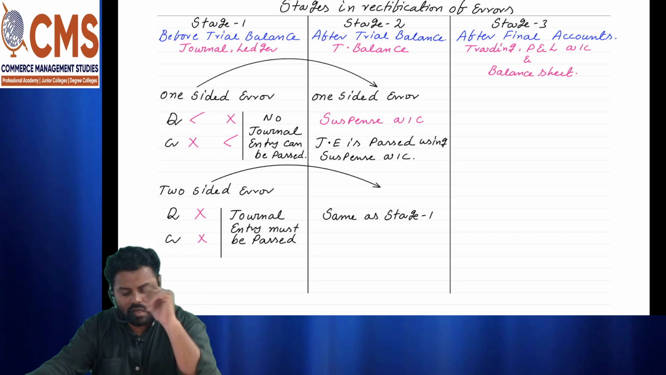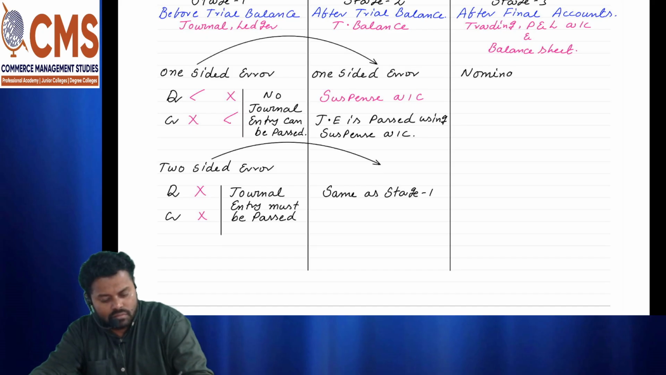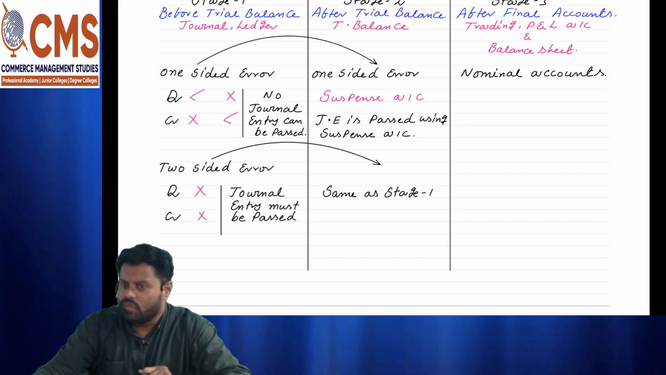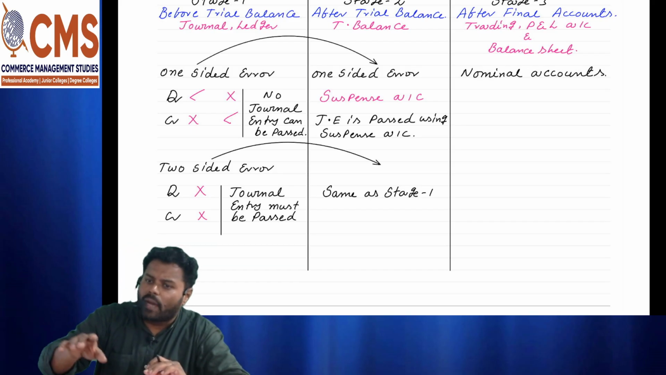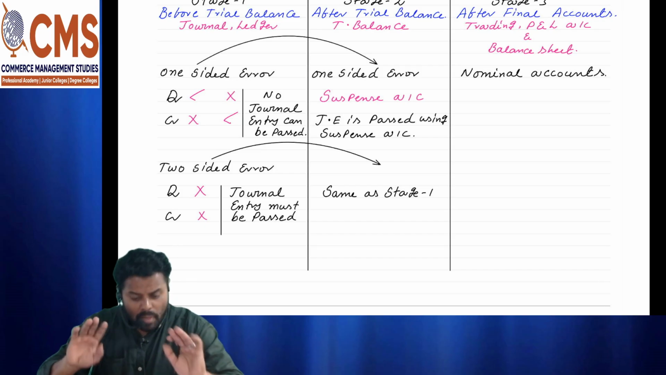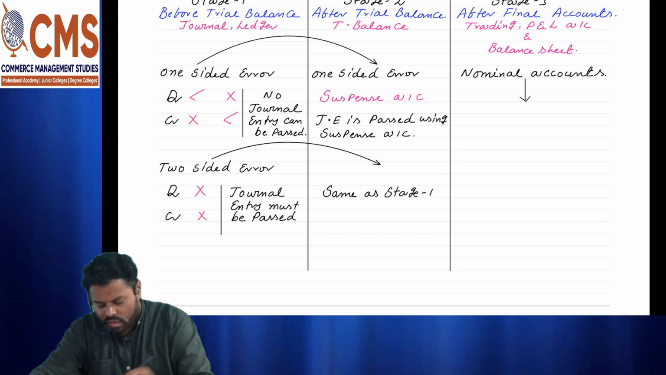Right. What do you have to observe in the third stage? You have to focus only on which accounts. Once you understand stage 1 and stage 2, you automatically know the third stage. But the only thing is, if an error is committed in any of the nominal accounts. What are nominal accounts?